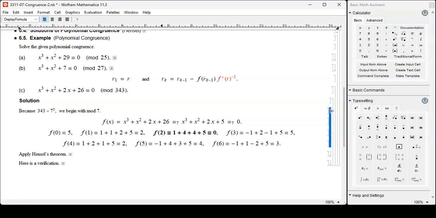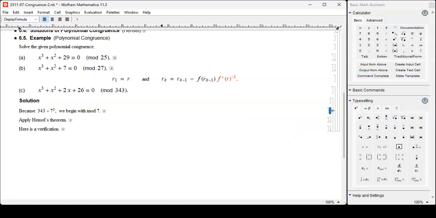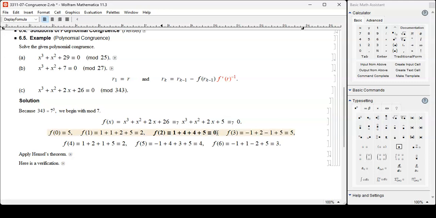So we begin with mod 7 and, as usual, the brute force method. Plug in x as 0, 1, 2, 3, 4, 5, and 6, and it turns out f of 2 is congruent to 0. It is a bit cumbersome if the modulus is big, and 7 is a bit bigger, so it was a bit harder. If you have something like mod 19, it's going to be really troublesome. Mod 63 is going to be worse. Anyway, we have it. f of 2 is congruent to 0, so the r value is 2.